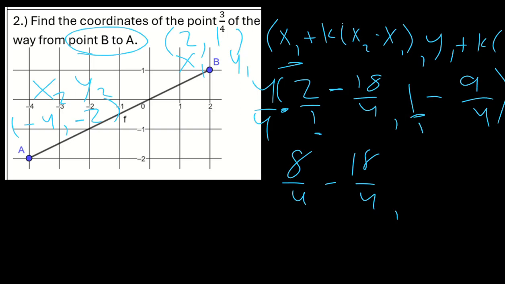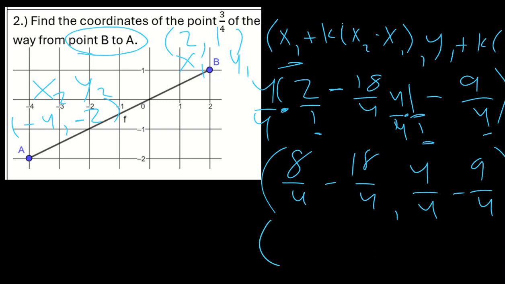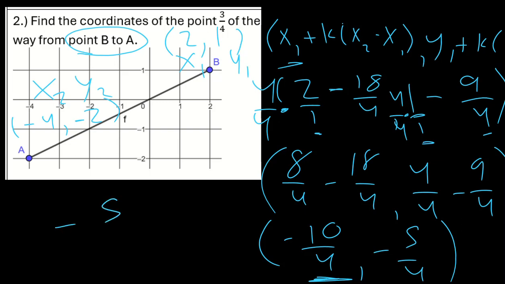Similarly, this is really like saying 1/1, and I want to change this 1 into a 4. So I'll multiply the top and bottom by 4/4. And 4 times 1 is 4, and 4 times 1 is 4, minus 9/4. And now that I have a common denominator, I can just go ahead and combine these. 8 minus 18 will give me negative 10/4, comma. 4 minus 9 is going to be negative 5/4. And I notice I can reduce this one. 10 and 4 can both be divided by 2. So I write negative 5/2, comma, negative 5/4.